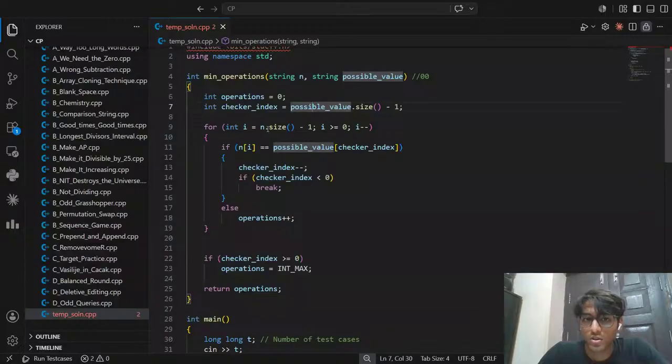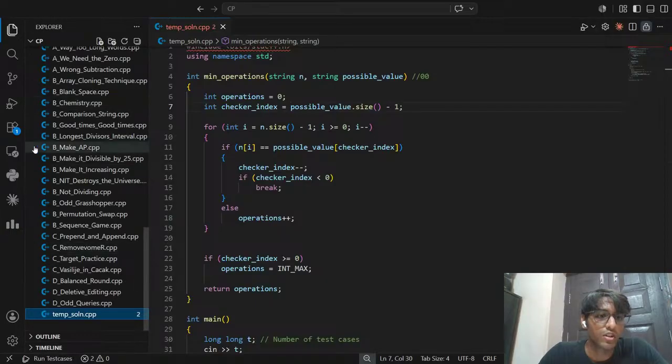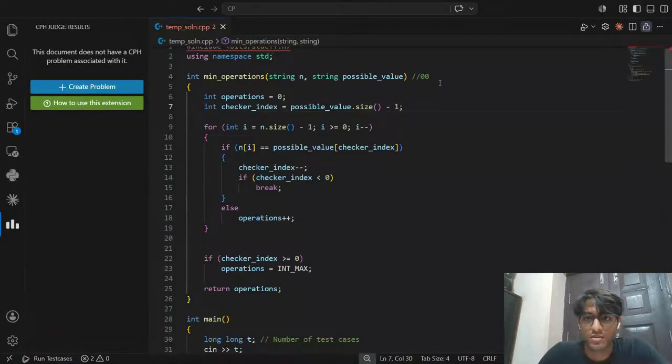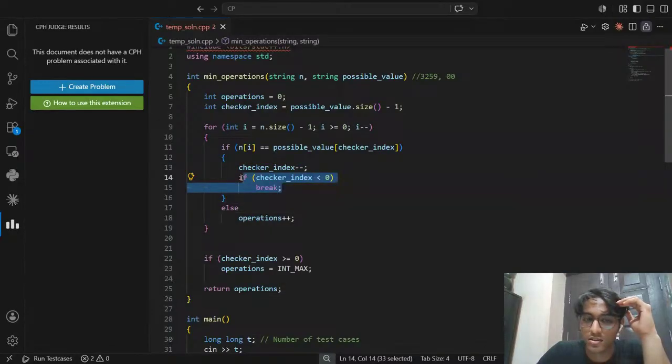i equals n dot size minus 1. n is the original string. Let me take 3259 as an example. So if n of i is equal to possible value of checker index, then checker index minus minus. And if checker index is less than 0, there can be a case, great. Or if not, then operations should be plus plus.